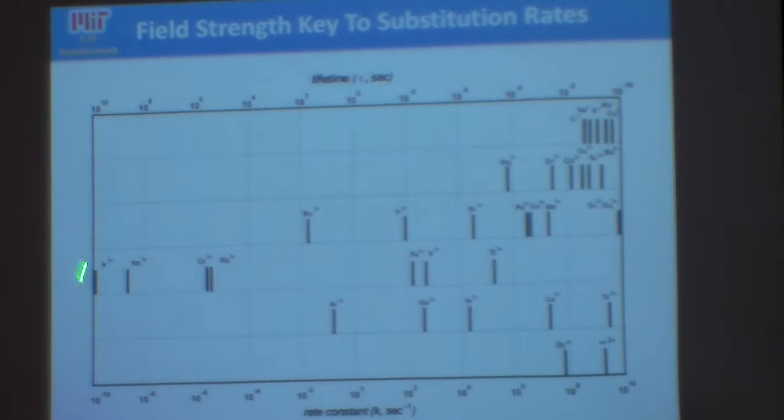Whereas you can find things like iridium-3 that exchange extraordinarily slowly. That's 20 orders of magnitude we're talking about here between the fastest exchange that we know about and the slowest exchange we know about. The variation is dramatic, and this is all reflected by some basic properties of the ligand field chemistry.